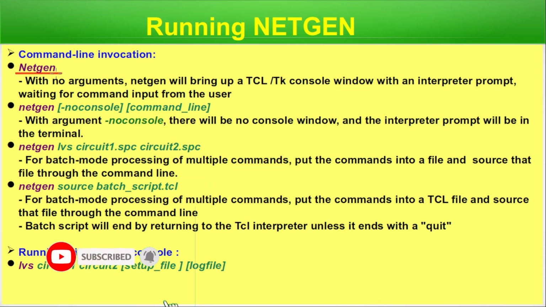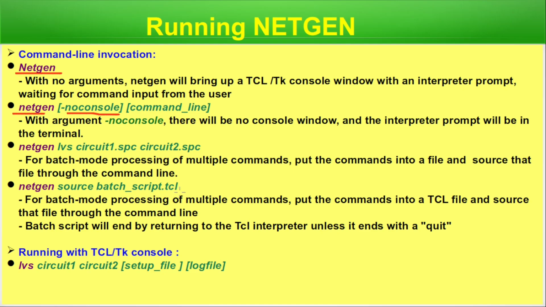If we write NETGEN with no arguments, NETGEN will bring up a TK console window with an interpreter prompt waiting for command input from the user. And if we type NETGEN with the argument no console, there will be no console window and the interpreter prompt will be in the terminal. No separate interpreter prompt will come. NETGEN LVS circuit1.spice circuit2.spice. For batch mode processing of multiple commands, put the commands into a file and source that file through the command line.